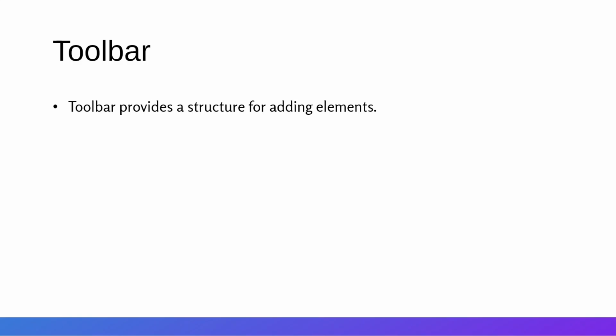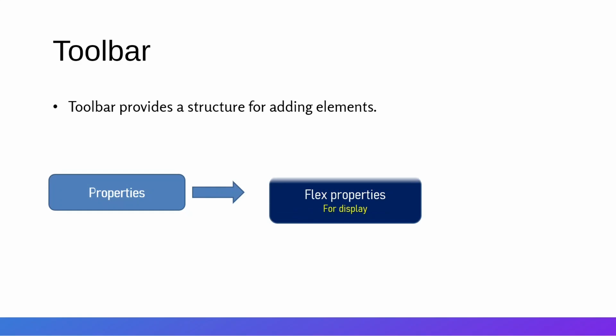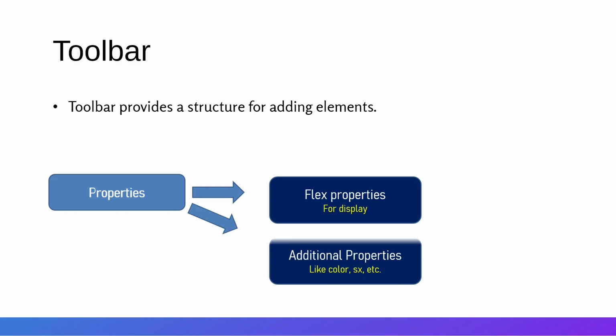It just provides a structure for adding content, like flex row properties. And if we add a toolbar, it gives a real feel of how a navigation bar works in the real world. We can see the properties of the toolbar: it has flex properties for displaying, and it can have additional properties like color and sx, which are common in all of the components.